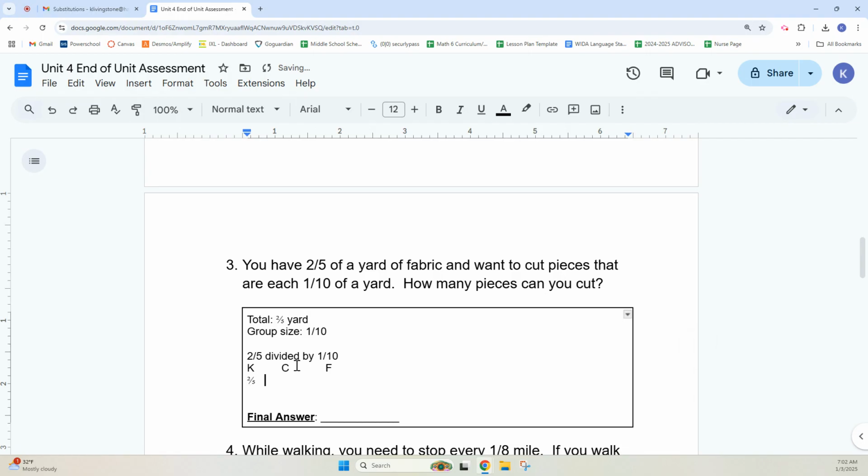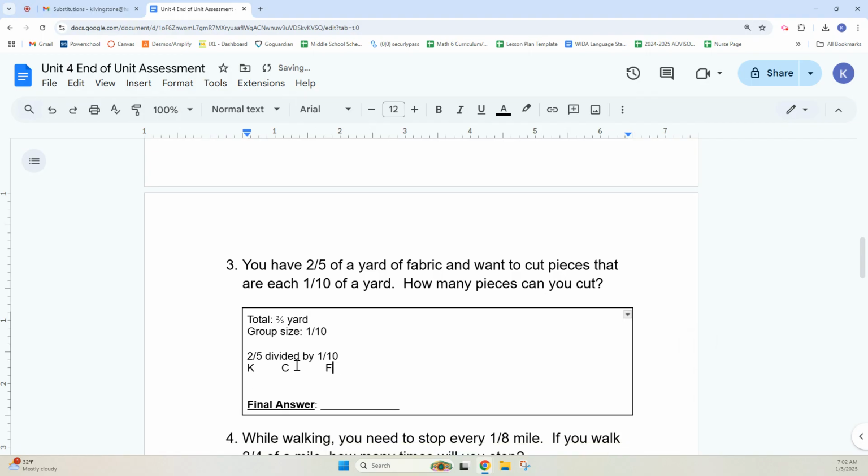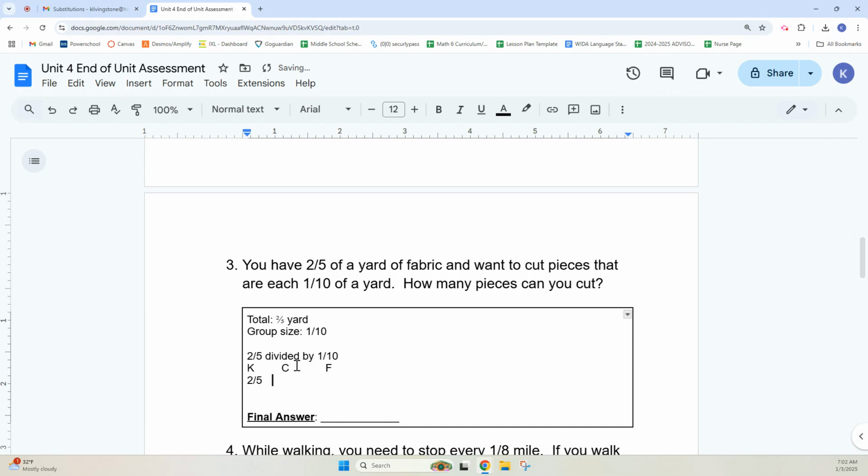Two-fifths stays the same. Change to multiplication. Flip the second fraction. 1/10 becomes 10/1. All right, now let's do it out. 2 times 10 is 20. 5 times 1 is 5.